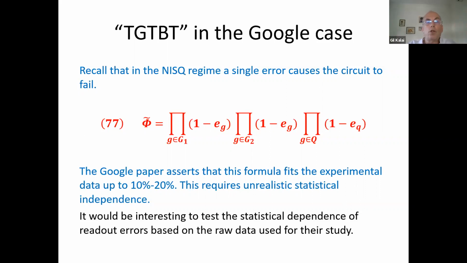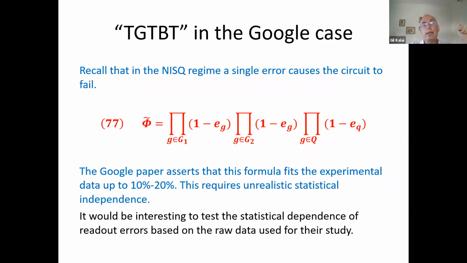This prediction is not crucial for building quantum computers, but it is crucial for the specific argument that Google used, because they use some sort of extrapolation, and they claim that this a priori formula fits the experimental data up to 10 to 20%. And when you analyze this, you realize that this requires unrealistic statistical independence. And it would be interesting to test the statistical independence of readout errors based on some raw data used in the Google study that we right now don't have.